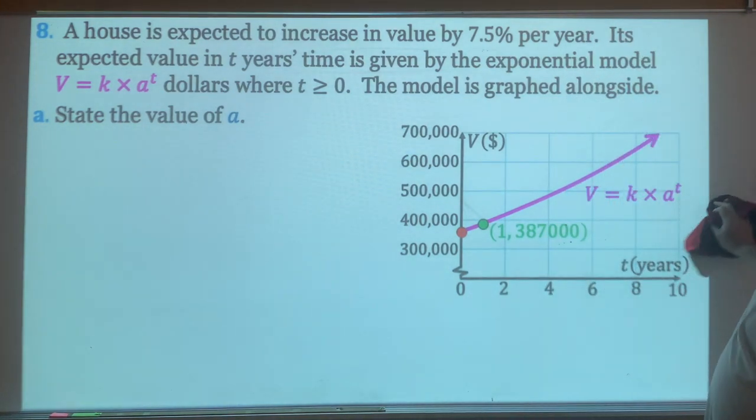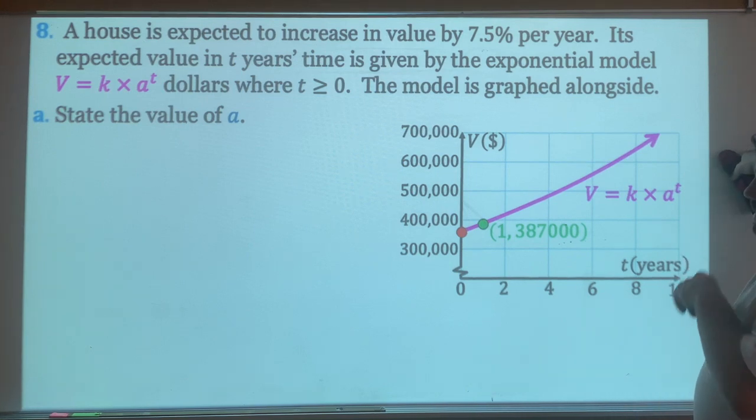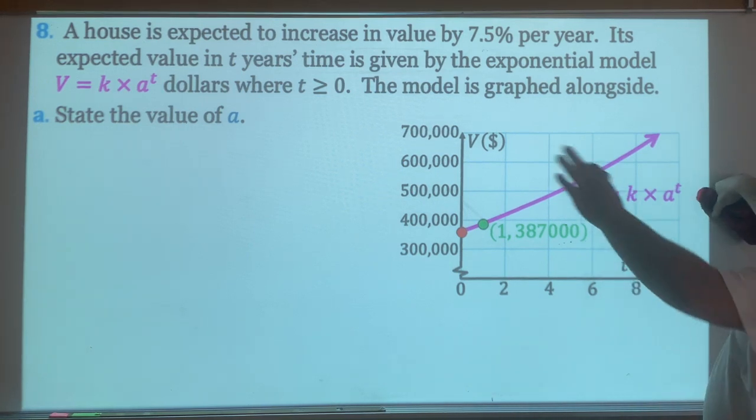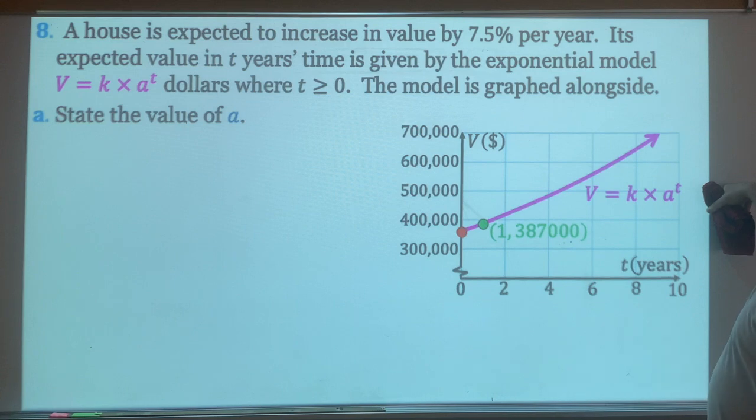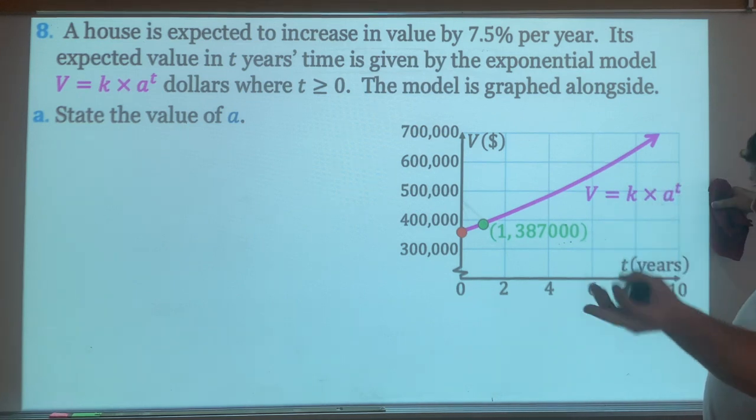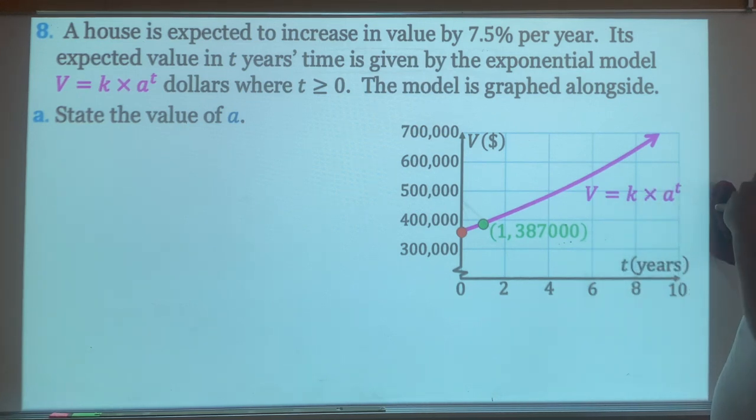Problem 8. A house is expected to increase in value by about 7.5% a year. Its expected value in T years' time is given by the exponential model V equals K times A to the T dollars, where T is greater than or equal to 0. Time is always positive or equal to 0. The model is graphed alongside. State the value of A.